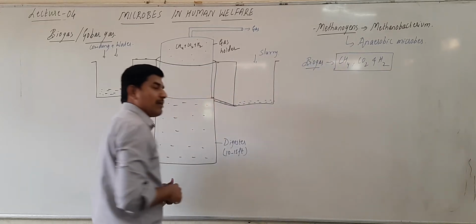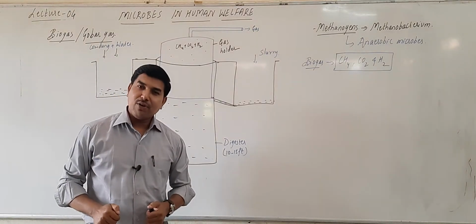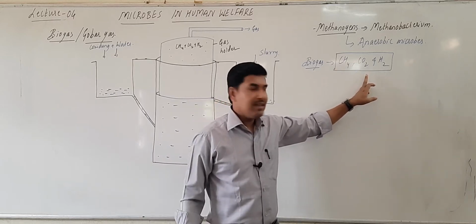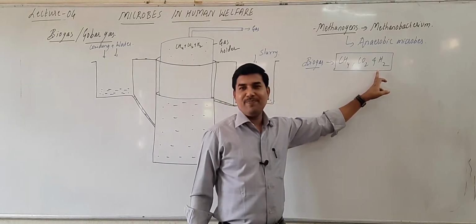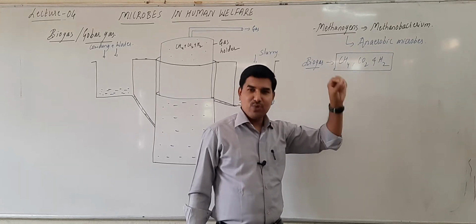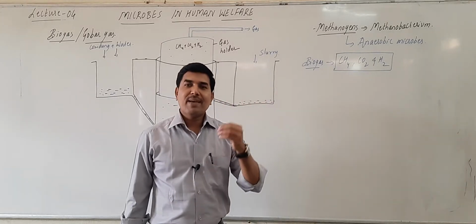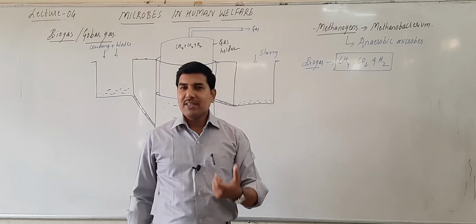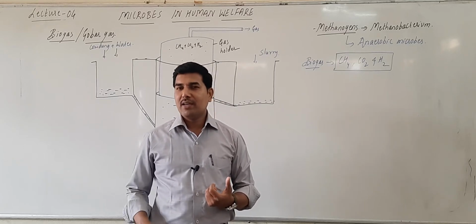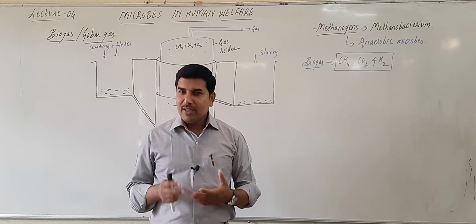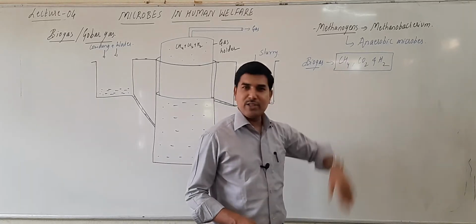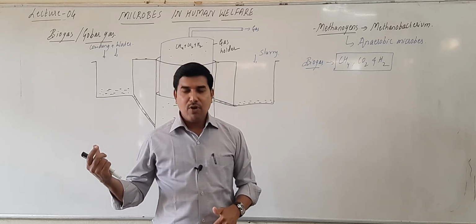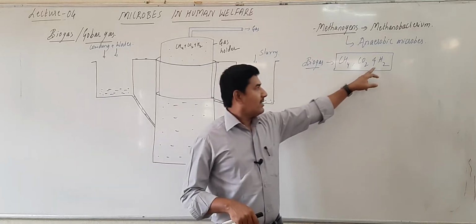Recall the biogases that are produced in STPs. There also we have methane, carbon dioxide, along with that H2S, hydrogen sulfide. Here we have H2. So this is the basic difference. That's why it will be asked as an objective question: name the gases produced by the biogas plant. The answer will be CH4, CO2 and H2. And name the gases produced in STPs where the biogas is formed. In STP the third one is H2S.